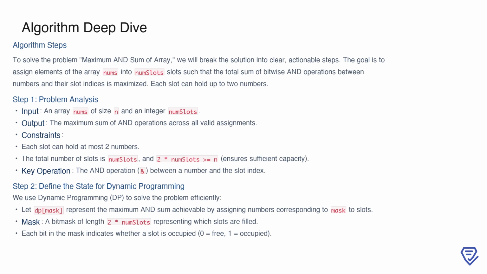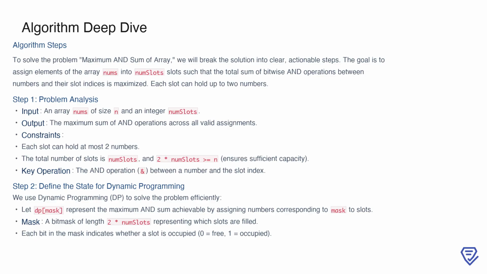To solve the problem Maximum AND Sum of Array, we need to approach it systematically with a clear plan. The goal is to assign elements from the array nums to number slots in such a way that the overall sum of bitwise AND operations between each number and its assigned slot index is maximized. Each slot can hold at most 2 numbers, which introduces constraints we need to respect.